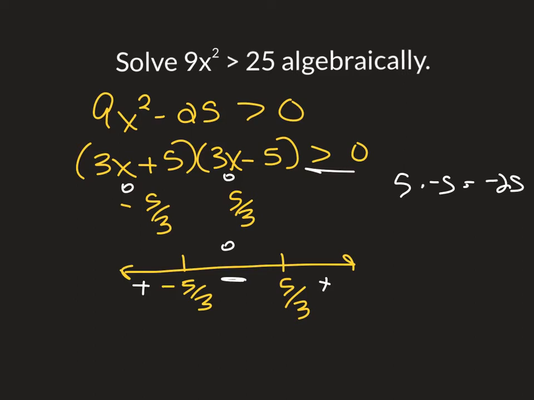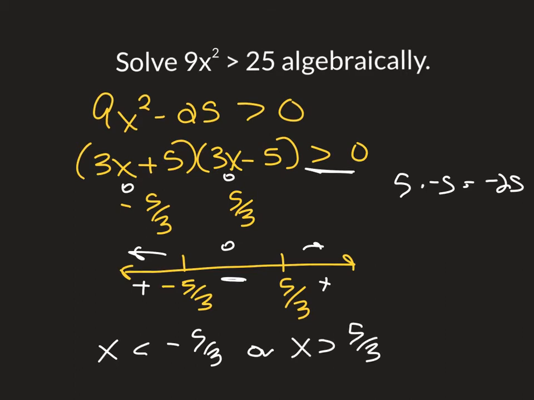Now this time the problem says greater than 0. So I'm looking for where the positives are. Well, it's positive over here, which is less than negative 5/3. Or it's also positive over here, which is greater than positive 5/3. And there you have it.